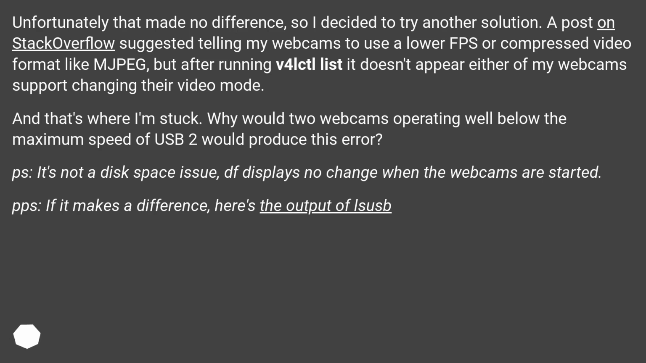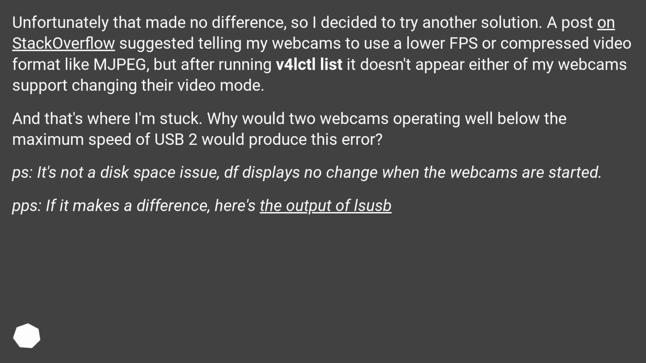A post on Stack Overflow suggested telling my webcams to use a lower FPS or compressed video format like JPEG, but after running v4lctl list it doesn't appear either of my webcams support changing their video mode. And that's where I'm stuck. Why would two webcams operating well below the maximum speed of USB 2 produce this error?